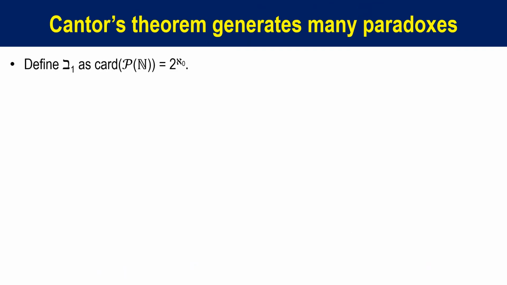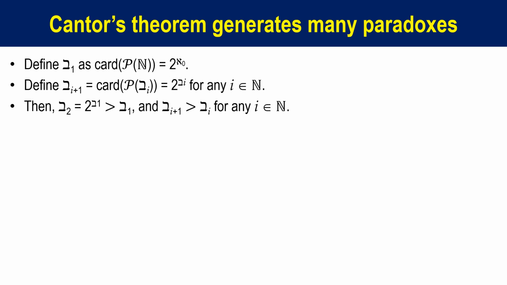Cantor's theorem generates many paradoxes. Define beth 1 as card P(N), which is 2 to the power of aleph null. Define beth i plus 1 as card P(beth i), which is 2 to the power of beth i, for any natural number i. Then beth 2 is larger than beth 1, and beth i plus 1 is larger than beth i. Thus, aleph null is smaller than beth 1, which is smaller than beth 2, and so on.